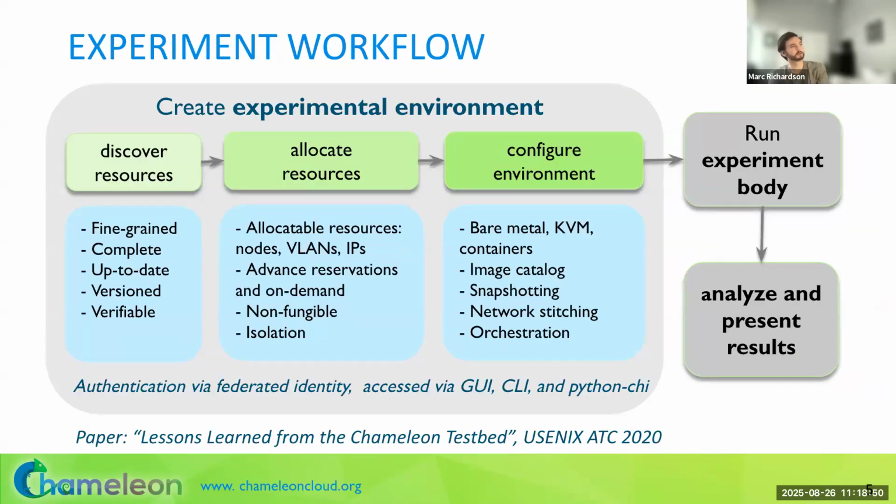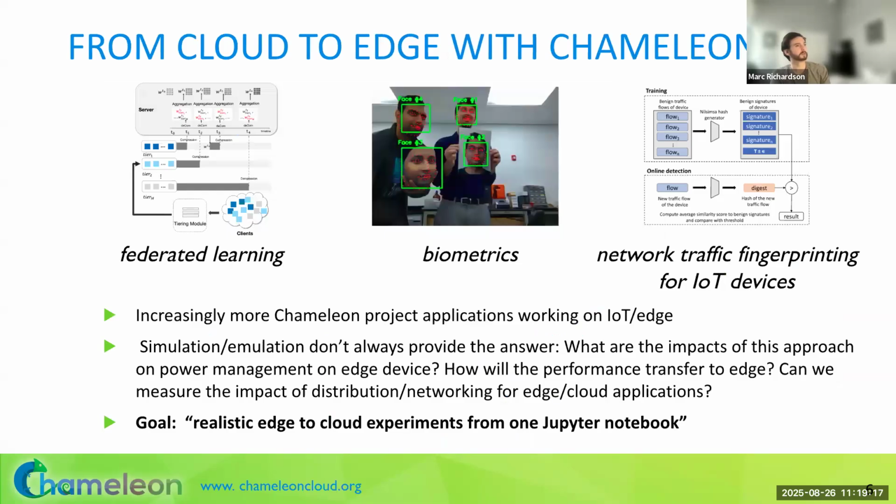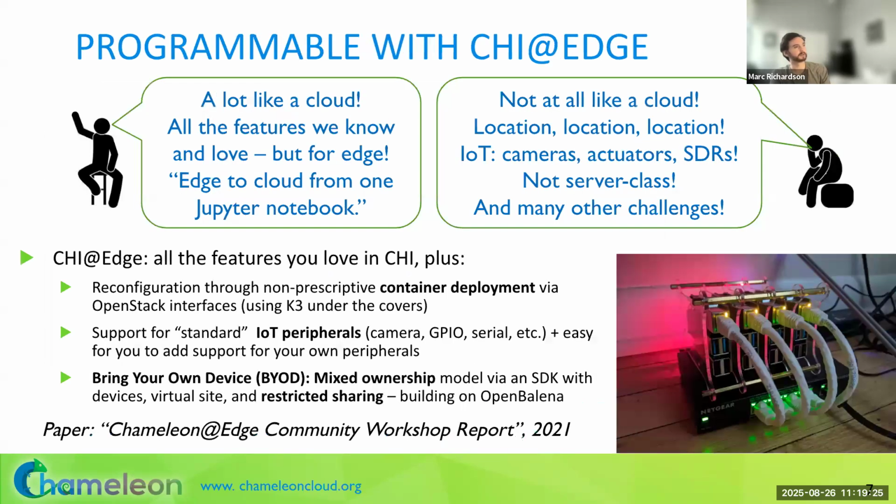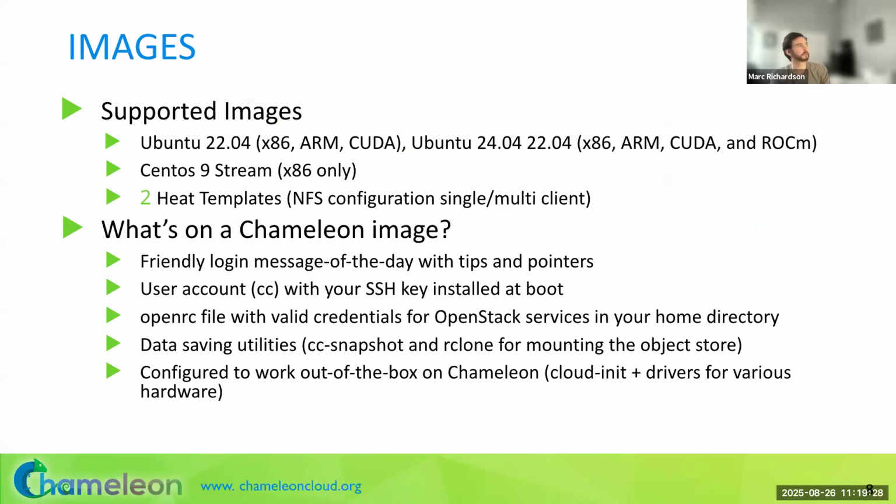So the general experiment workflow on Chameleon starts with resource discovery. We'll run through all of these sections, but this is just showing the high level overview: resource discovery, allocate your resources, configure your environment, and then run the experiment and analyze the results. I'm going to skip over some of these slides because this is just background context that we don't need right now, talking a little bit more about CHI@Edge.